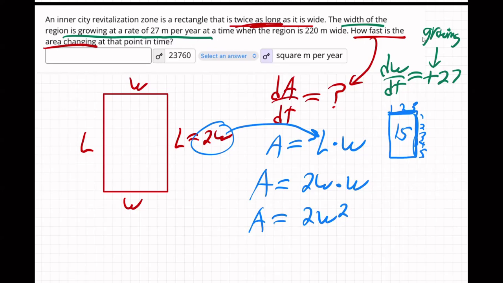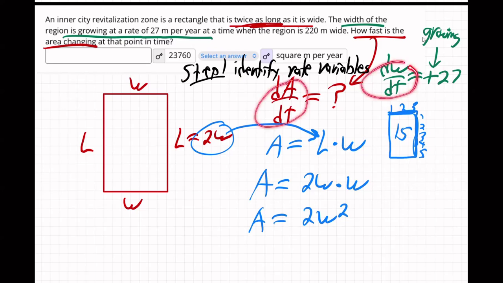So let me give some steps here. Step one, identify rate variables, and that's dA/dt and dW/dt. Why? Because they mentioned both of them. How fast is the area changing? dA/dt. And the width of the region is growing 27 meters per year. That's changing. Rate of change of the width. Okay, so that's step one.